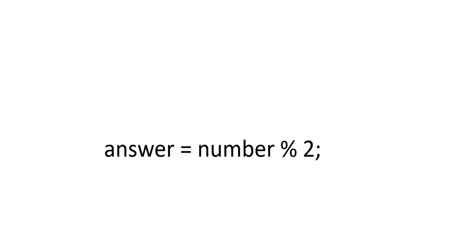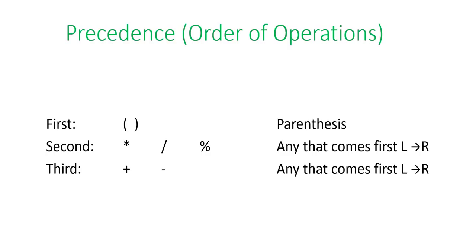Let's talk a little bit more about math. This is easy. Precedence rules are sometimes referred to as order of operations. Don't forget the very first thing that gets evaluated is anything in parentheses. And if there are multiple parentheses, you always evaluate from the inside out.